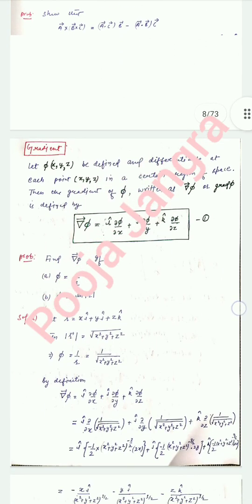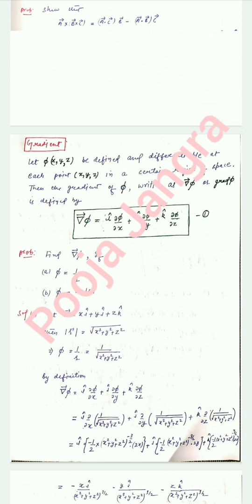Let r be a position vector, equal to x i cap plus y j cap plus z k cap. Then the magnitude of r is under root of x square plus y square plus z square. The first problem is phi is equal to 1 by r. So first write the value of r, under root of x square plus y square plus z square. By definition, del phi is equal to i del phi upon del x plus j del phi upon del y plus k del phi upon del z, as in equation number 1.